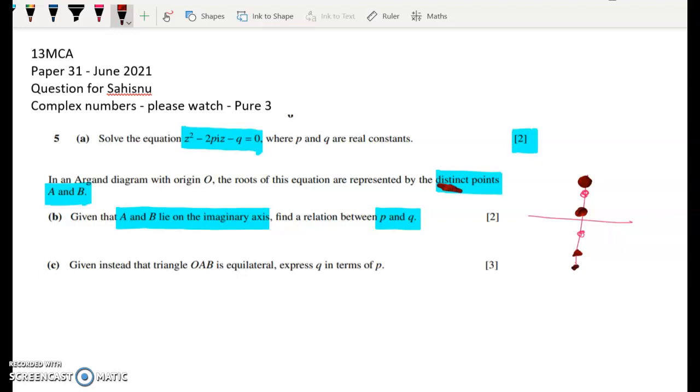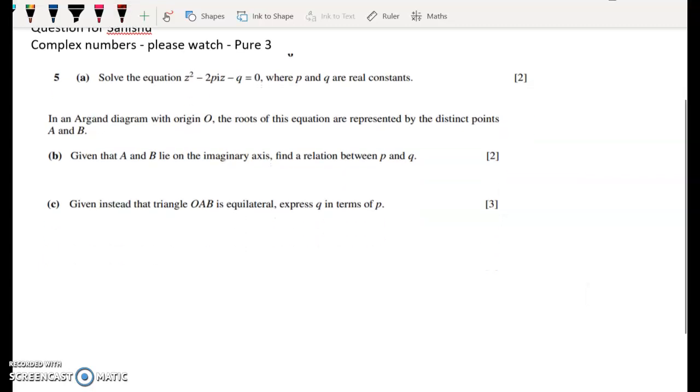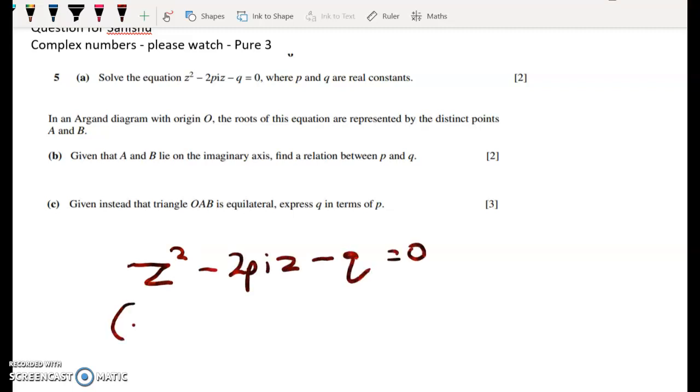Then the next one is that, given instead the triangle OAB is equilateral, we have to express q in terms of p. So obviously doing this first part of the question right is crucial. Let's pause the video and try to complete the square on that expression and see how you go. So z squared minus 2piz minus q is equal to 0.